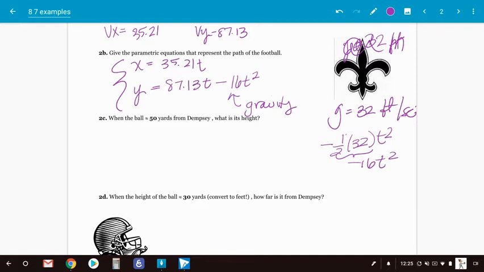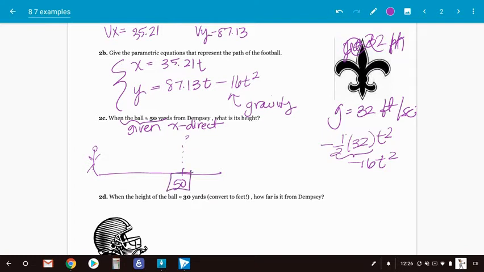Here's where you need either Desmos or your calculator, and you need to be thinking in terms of, is the question I'm asking you in terms of x or y? Okay, so I asked you a question. When the ball is 50 yards from Dempsey, what is its height? So I'm giving you the x direction because when he's kicked the ball, if it's 50 yards away, I want to know how high is it?